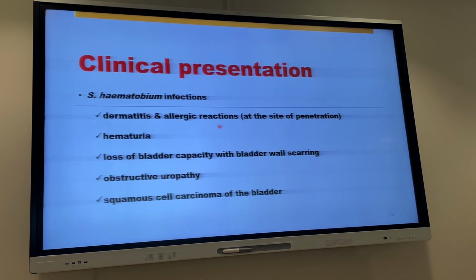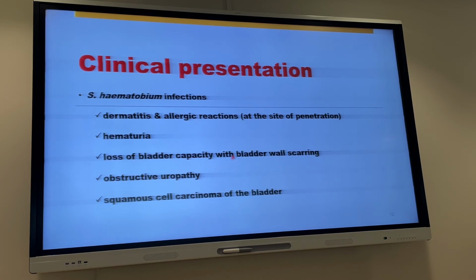With schistosoma hematobium, remember that the eggs are burrowing their way through the vessel wall, through the bladder wall. So there is hematuria. The patient will complain of hematuria. With long-standing infection, there could be loss of bladder capacity. Remember that the bladder is elastic. But when you have chronic inflammation with fibrotic changes, the elasticity decreases, right? So there will be loss of bladder capacity.